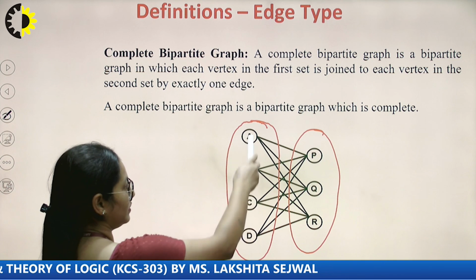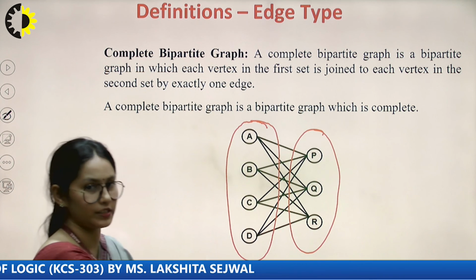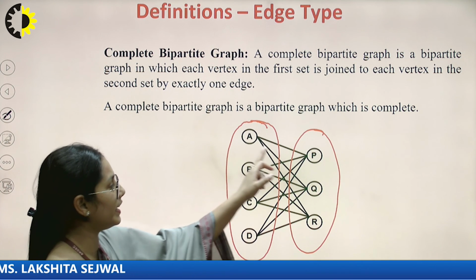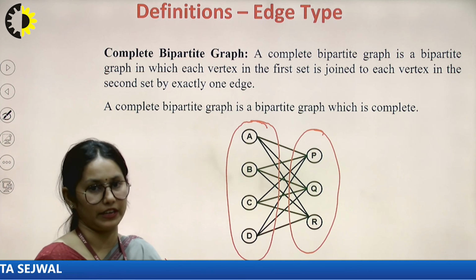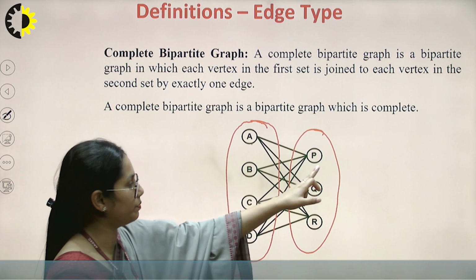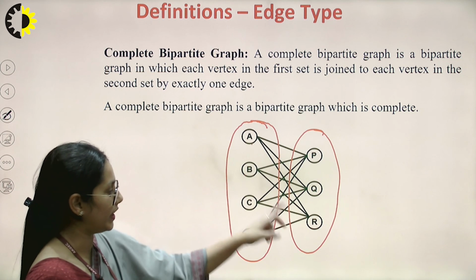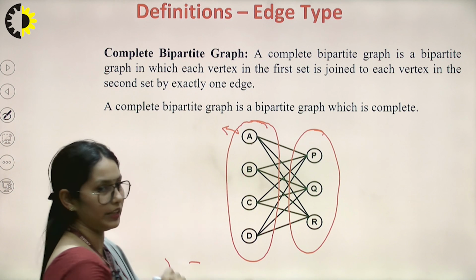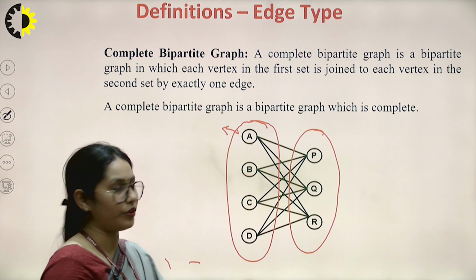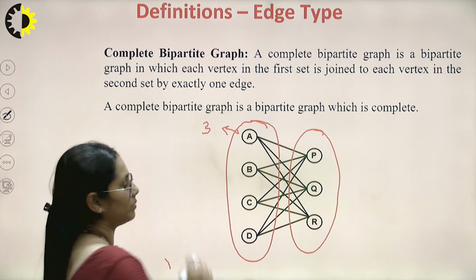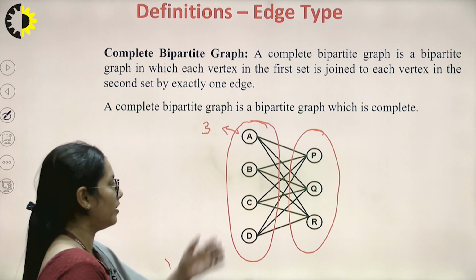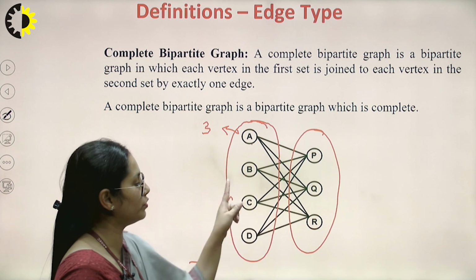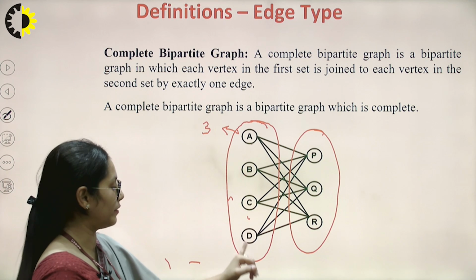So here this set has 4 vertices, this set has 3 vertices. Node A has been connected to each and every vertex available. So what does it mean? A is connected to P, A is connected to Q, A is connected to R. In the last class I already mentioned the degree. If I want to calculate the degree of node A, then that will be 3, because there are 3 connections. Now what will be the connections available from B? B to P, B to Q, B to R. Likewise for C, likewise for D.